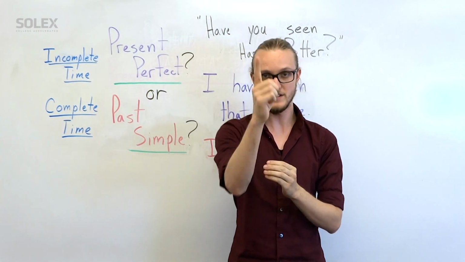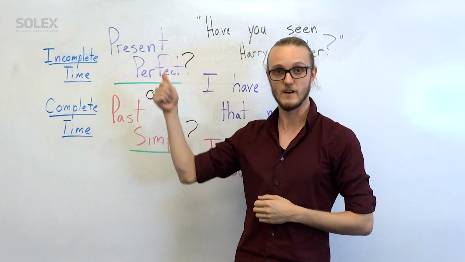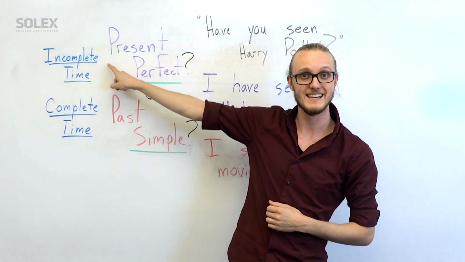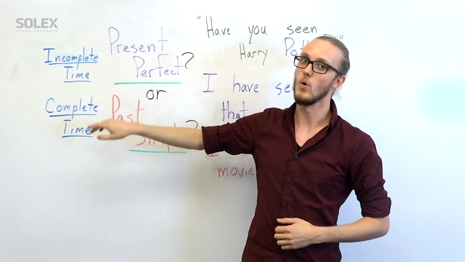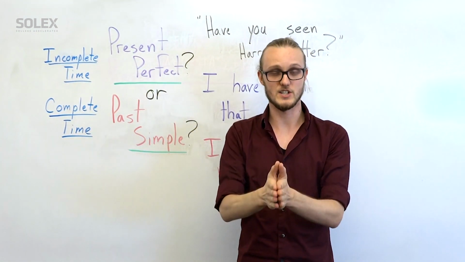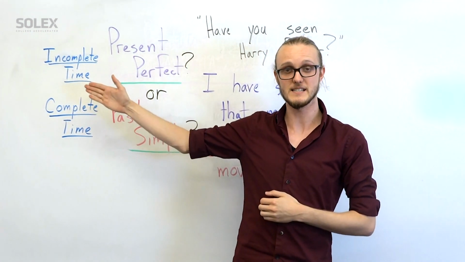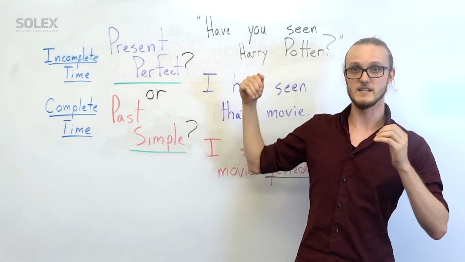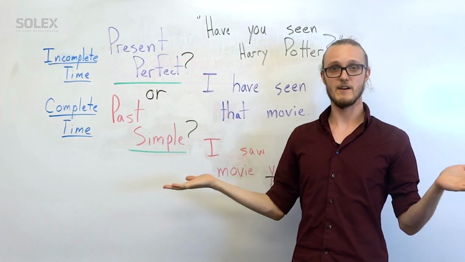So, what you need to think of when you think of present perfect or past simple is time. Incomplete time or complete time. What does that mean? Let's look at a question and I will tell you what incomplete time is and complete time is. Cool. So our question is, have you seen Harry Potter?